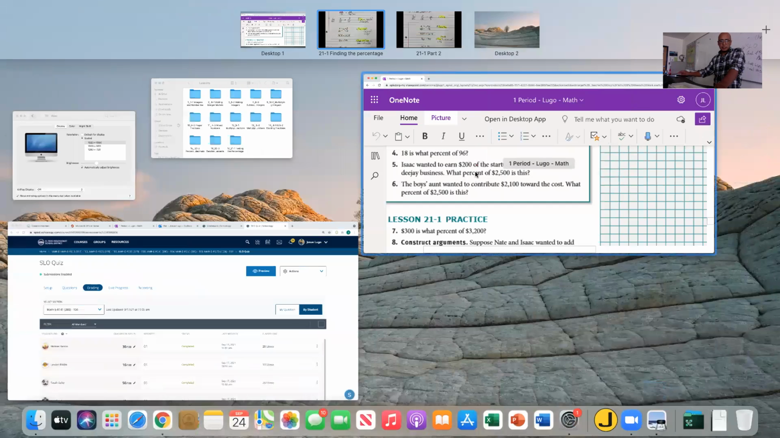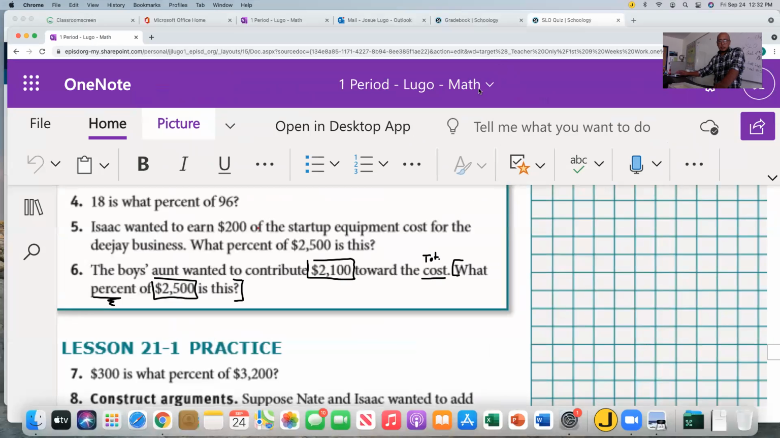So if I go back to my OneNote, part over whole, my part over whole is 2,100 over the whole, which is 2,500. Ladies and gentlemen, I am already halfway done. Remember, I need to fill in this model. Here's my first fraction. Let's see if we can do our second fraction.